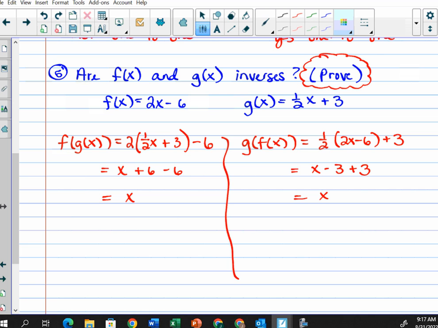Alright, so start with half, and then in the parentheses 2x minus 6 plus 3. Half of 2x is x, half of minus 6 is minus 3, and minus 3 plus 3 is 0. So it would just be x. All right, and then we're going to say, therefore, f of x and g of x are inverses. Don't forget this last step of actually saying, yes, they are inverses.